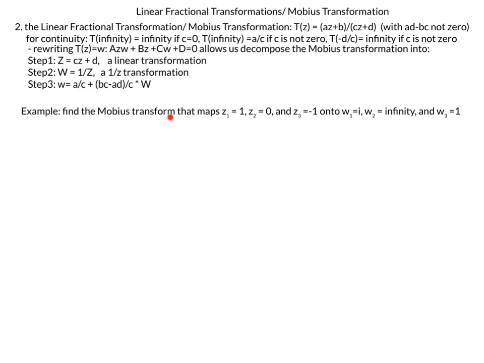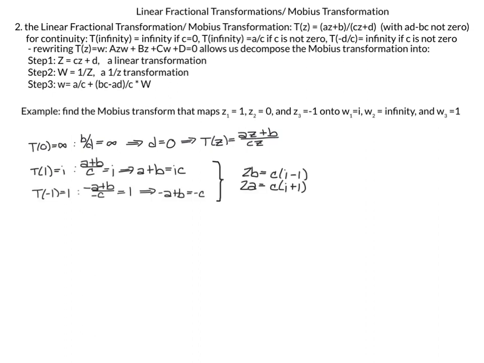So we're going to find the Mobius transform that maps z1 equals 1, z2 equals 0, and z3 equals minus 1 onto w1 equals i, w2 equals infinity, and w3 equals 1. And as I mentioned, I often like to start with where my z term is equal to 0. So T of 0 here maps to infinity. So what that tells me over here, when z is 0, my a and c terms go away, and I get b over d is equal to infinity, which implies that d equals 0. So now my T of z has the form (az plus b) over cz, and again, d is 0.